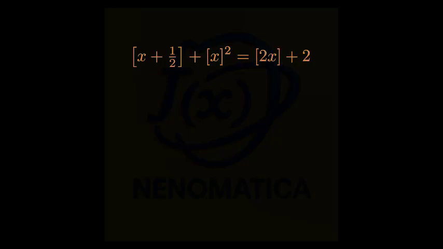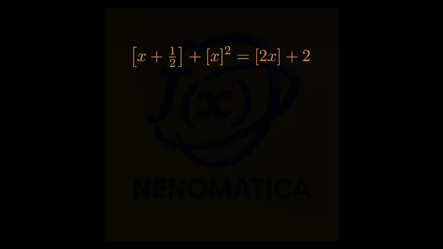In this lesson, we will solve a floor bracket equation using a classic identity, sometimes called Hermite's identity. The problem is to solve the equation floor of x plus 1/2, plus floor of x squared, equals floor of 2x plus 2. Here, square brackets mean the floor function, the greatest integer less than or equal to the number inside.